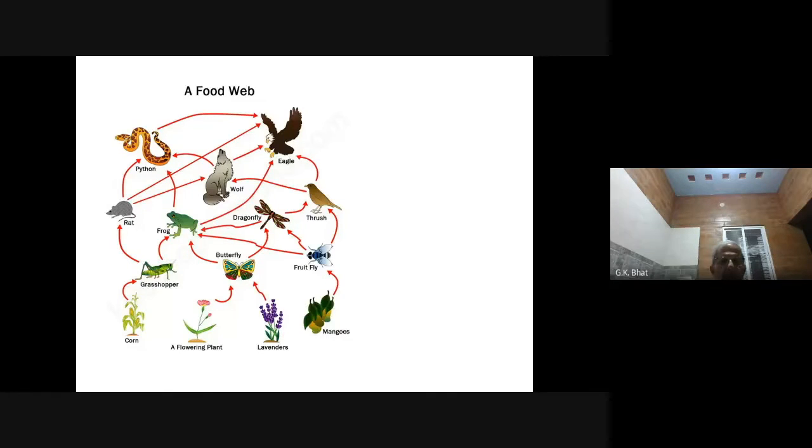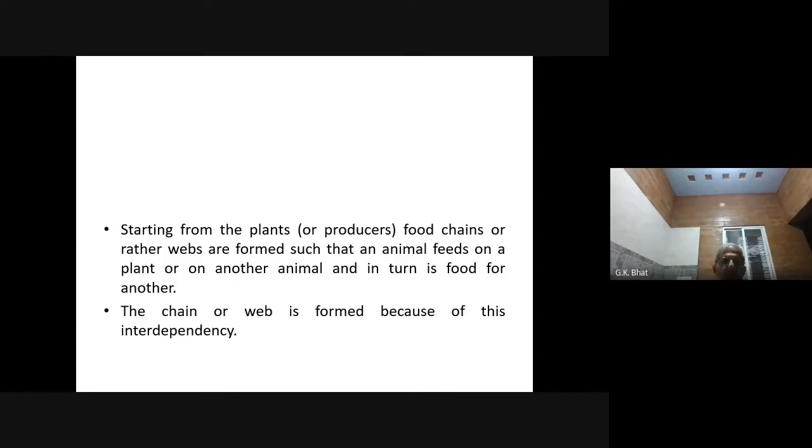You see different types of animals are interlinked. A mango or a flowering plant gets visited by butterfly for the nectar and all. This butterfly may be eaten when it is sitting down, it may be eaten by the frog, or it may be eaten by, I don't think that a dragonfly eats butterfly, maybe wrong. It may be eaten by a bird. Bird may be eaten by wolf when it's sitting down. Wolf may be eaten by python, or wolf may be eaten by eagles. So this interconnected food chain is always referred to as food web.